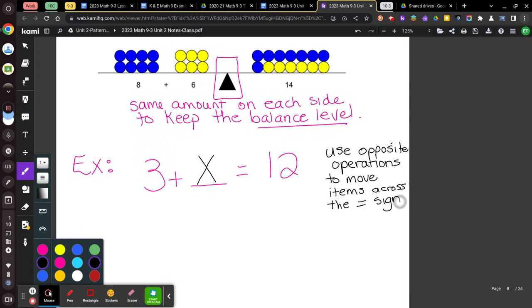So you can kind of think of the equal sign as an electric fence. The minute something moves over that electric fence, it gets zapped. And when you zap it, it does the opposite thing. Okay? Always think opposites.